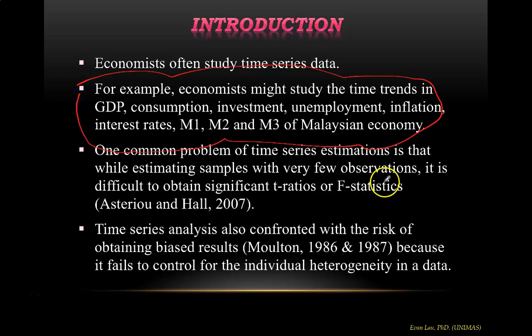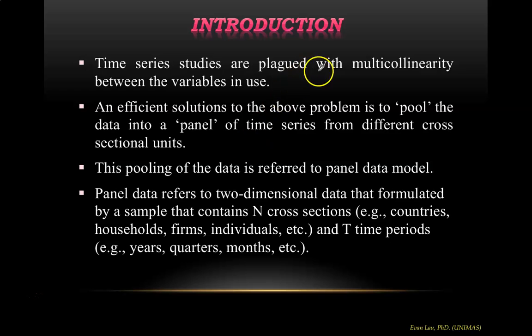So one of the common problems for time series estimation is sometimes very low observations, as you already realize. Some of you might get less than 20 years of data, and then it might affect the whole estimation. So one way to solve this is to use panel data or to pool the data. Time series analysis is also confronted with the risk of biased results because it fails to control for individual heterogeneity in the data. This goes back to the classical linear regression model, where we assume individual heterogeneity is still there. Here we could not really address that issue because time series analysis is mostly concerned about autocorrelation, right? So anyhow, there's also an issue of multicollinearity.